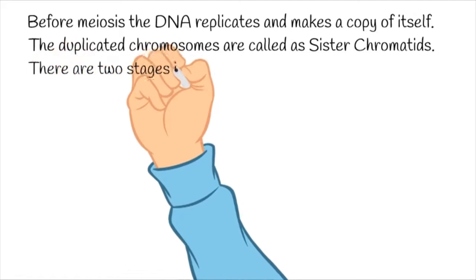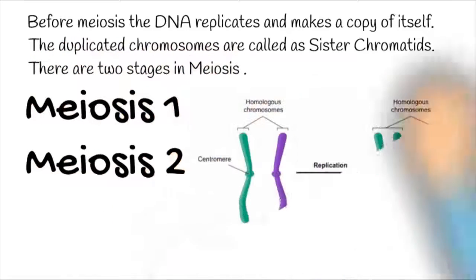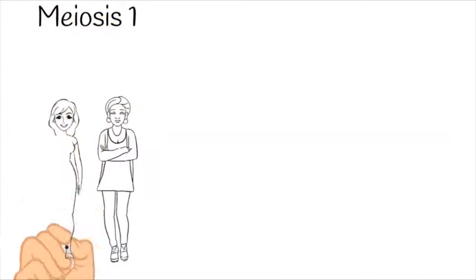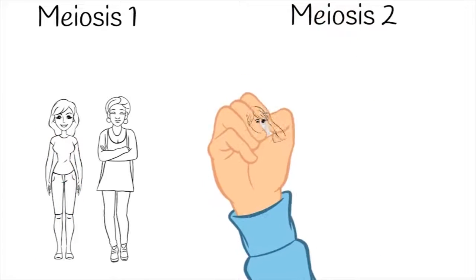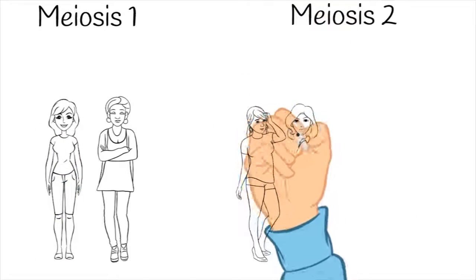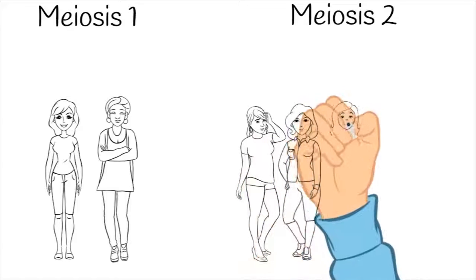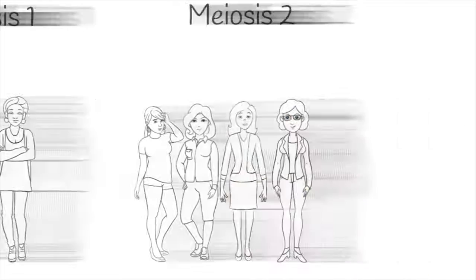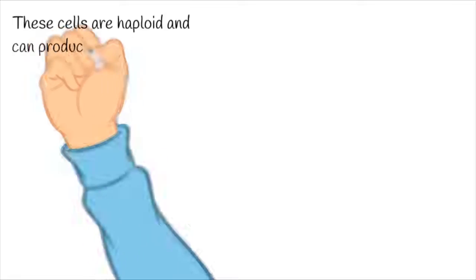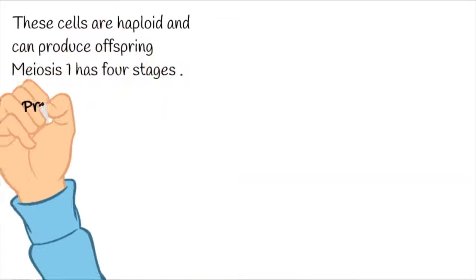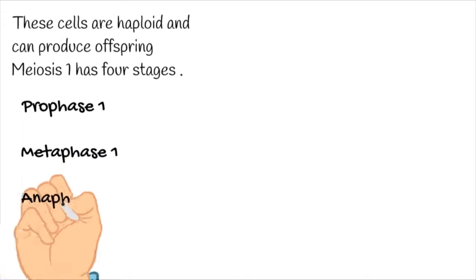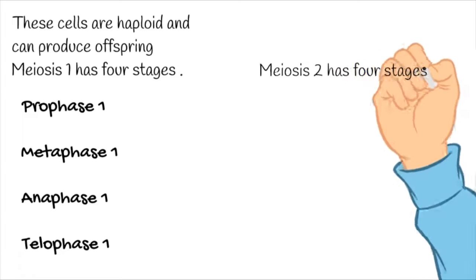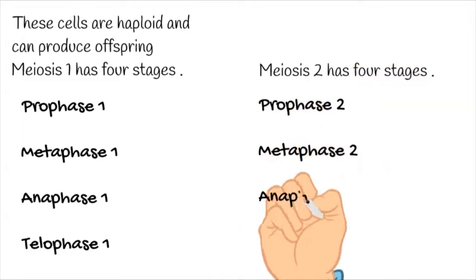There are 2 important stages in meiosis, meiosis 1 and meiosis 2. The major difference is that in meiosis 1, 2 unique daughter cells are produced that have half the amount of chromosomes as the parent cell. In meiosis 2, 4 unique daughter cells that have only 1 copy of each chromosome are produced. These daughter cells are haploid and can produce offspring. Meiosis 1 has 4 stages: prophase 1, metaphase 1, anaphase 1, telophase 1. And meiosis 2 also has 4 stages: prophase 2, metaphase 2, anaphase 2 and telophase 2.